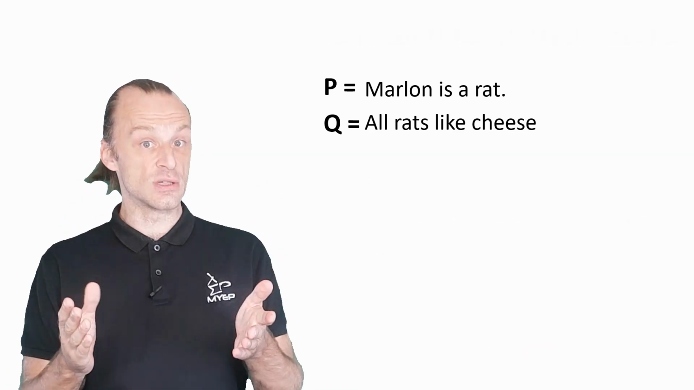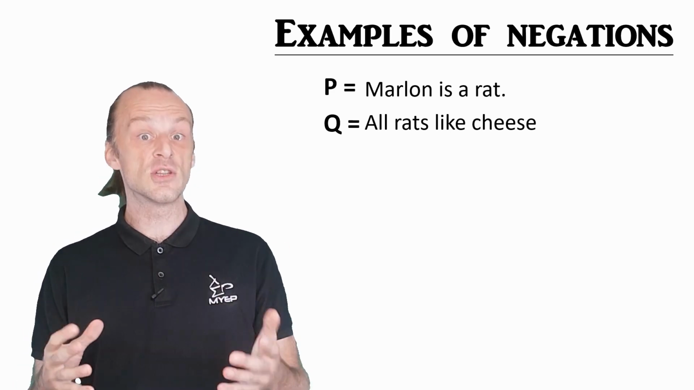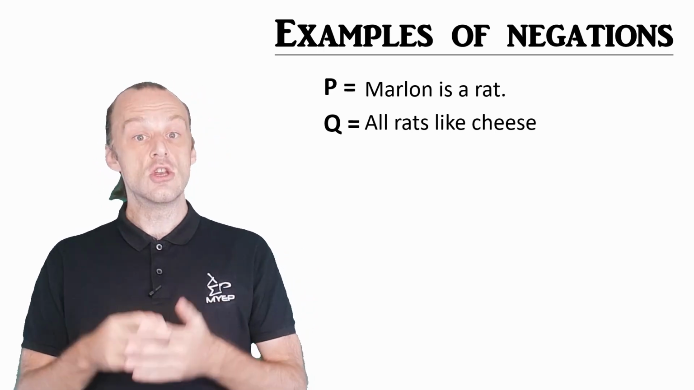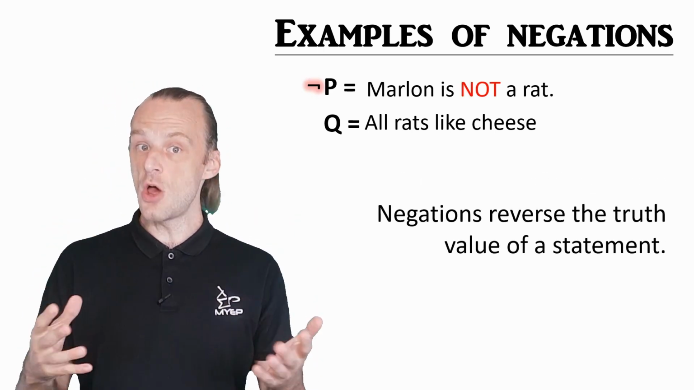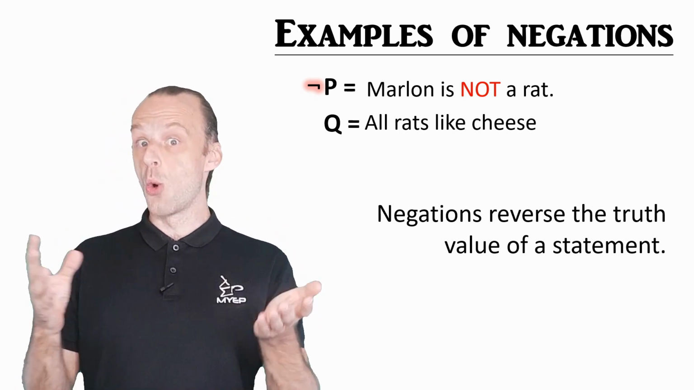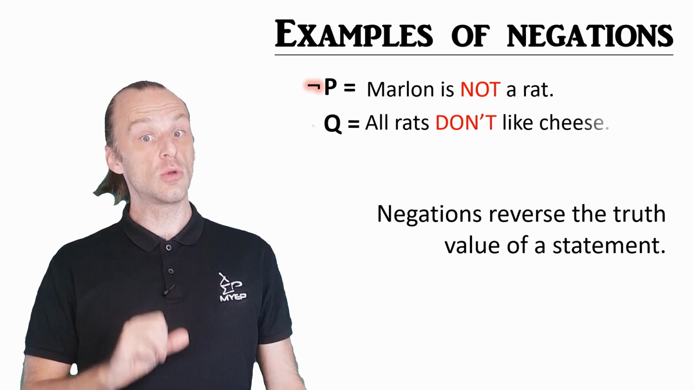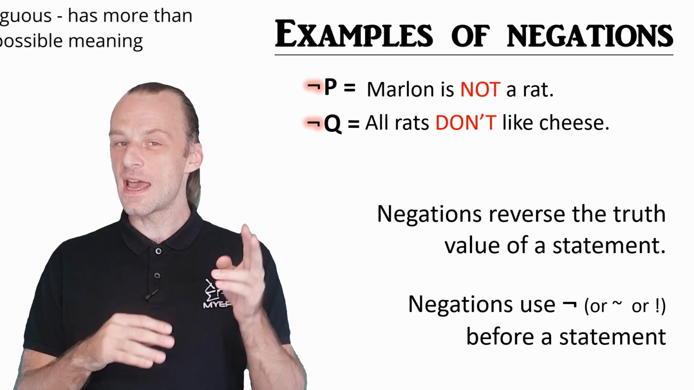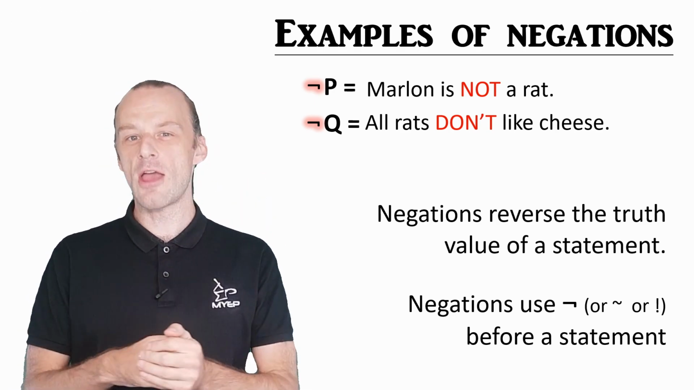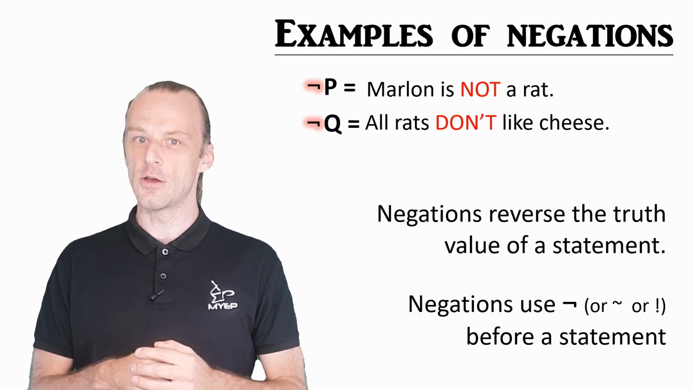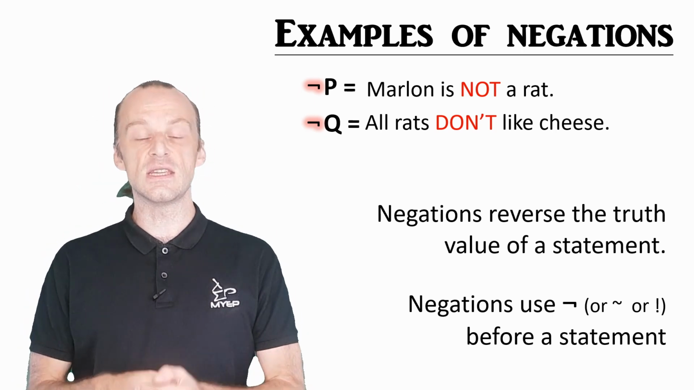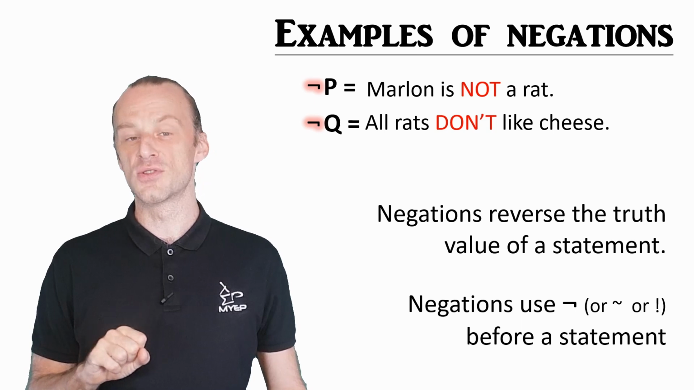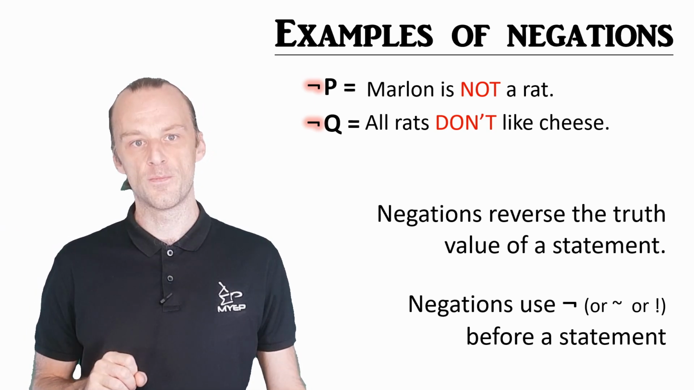Let's move on to negations. As we said before, these are simple statements with a reversed truth value. So if P is Marlon is a rat, then not P will be Marlon is not a rat. And if Q is all rats like cheese, then not Q will be all rats don't like cheese. Not Q is actually ambiguous. It has two possible meanings. You could think about how, and I will tell you at the end of this video. The symbol we will use for negations is the not symbol, which is a little square hook symbol. There are other symbols for not and other logic functions too.